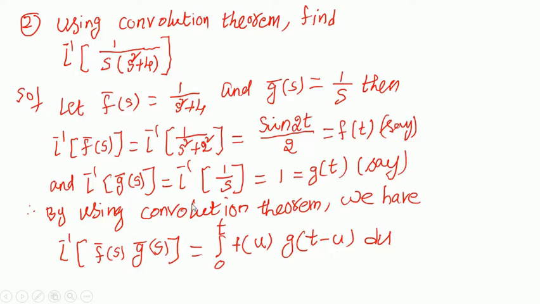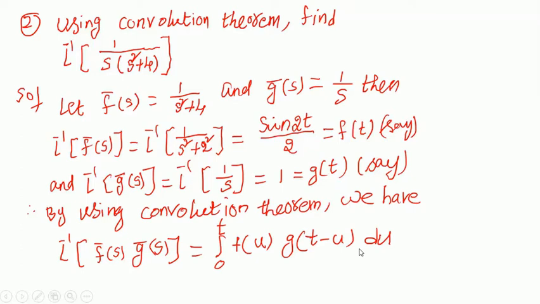So see here, f bar of s means 1 by s square plus 4, g bar of s means 1 by s. What is f of u value? Here what is f of t? F of t is sin 2t by 2, na. F of u means just in the place of t you can write u, then you can get f of u value as sin 2u by 2. G of t minus u value, what is g of t here? 1. Here g of t value is not depending on t, it is independent of t, so g of t minus u value is also 1, means g of t value is constant, so g of t minus u value can also be constant 1, right.